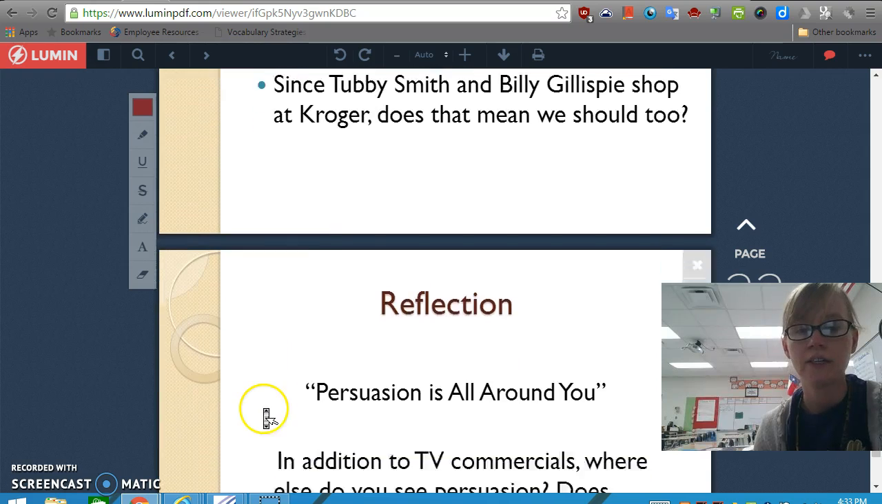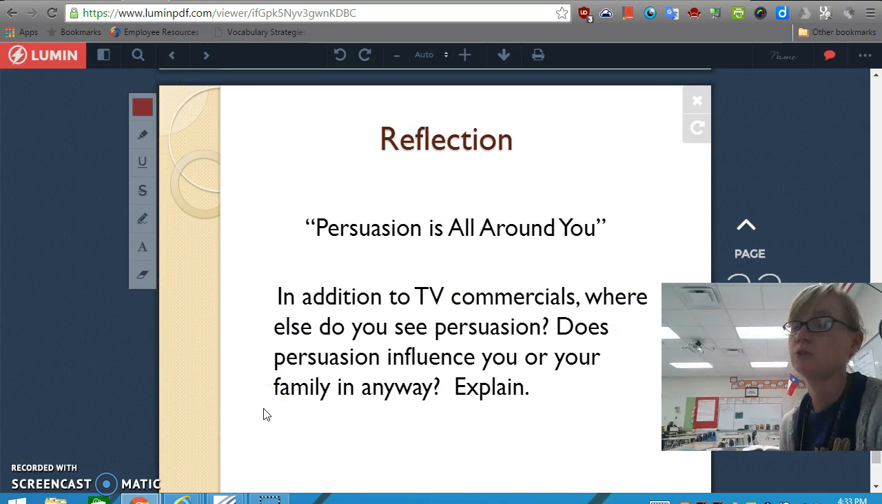Okay, so as a reflection, persuasion is all around you. It's in the media, and that includes TV and advertisements. So where else do you see persuasion? Does it influence you, your family in any way? Maybe what you buy or what you do? All right, so spend the day thinking about that.